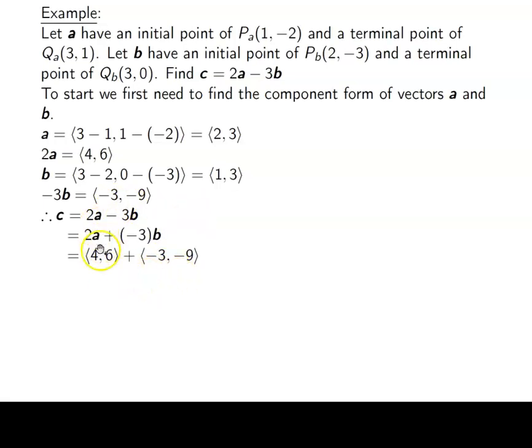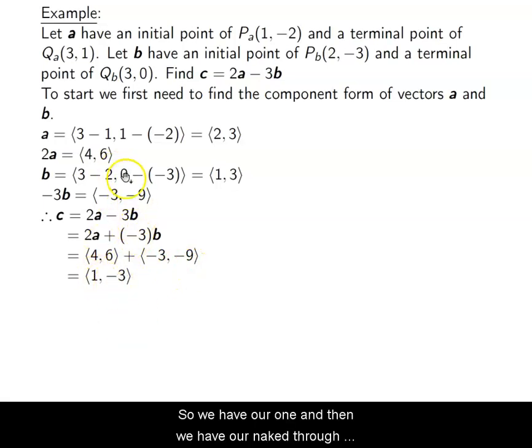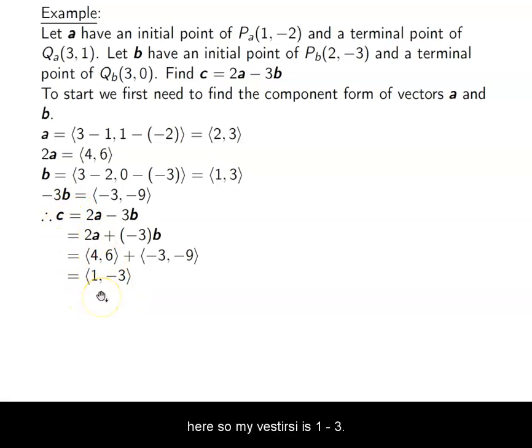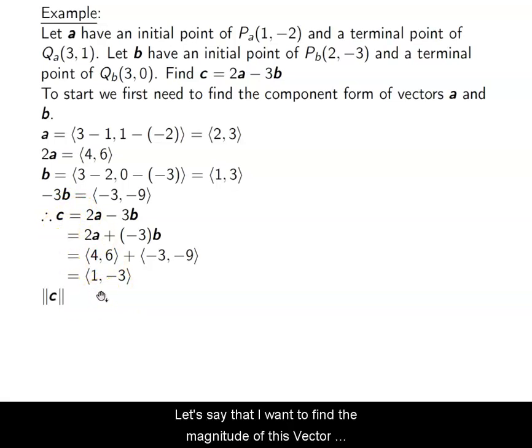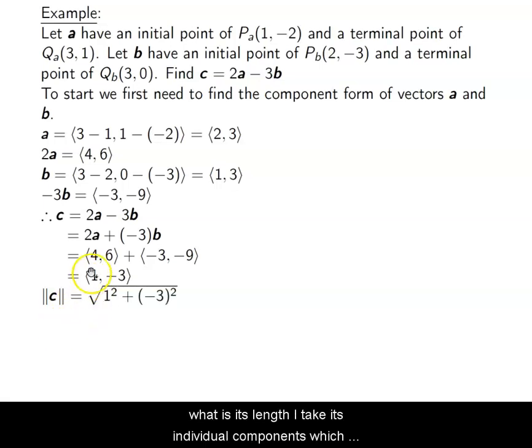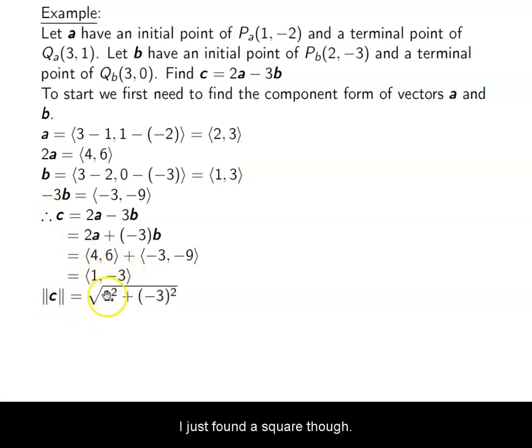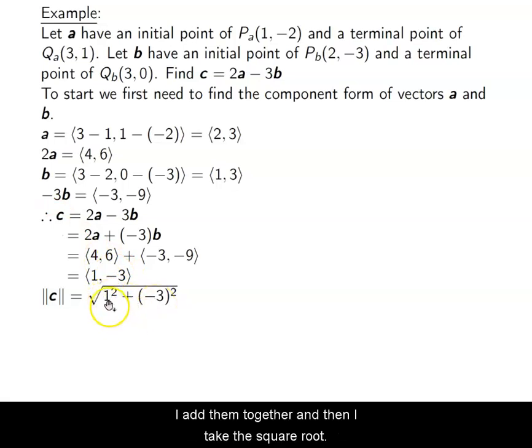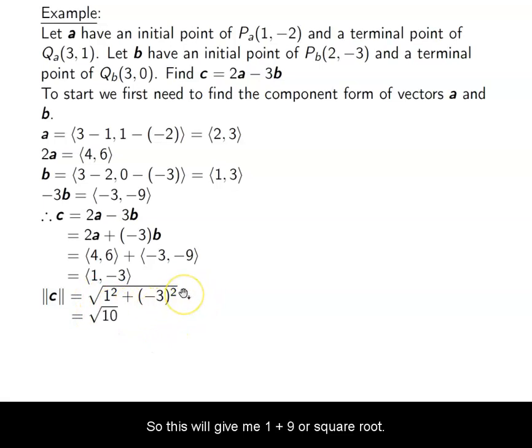Let's put these components together. 2A plus -3B, so (4, 6) plus (-3, -9). So we have our 1, and then we have our -3 here. So my vector C is (1, -3). Let's say that I want to find the magnitude of this vector. What is its length? Well, I take its individual components, which I just found, square them, add them together, and then take the square root. So this will give me 1 plus 9, or square root of 10.